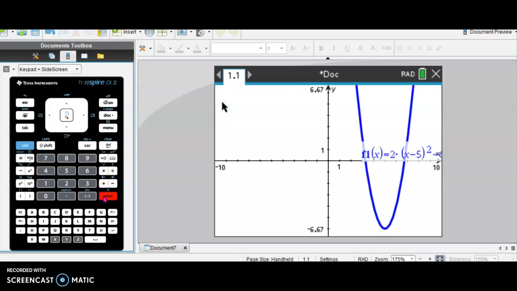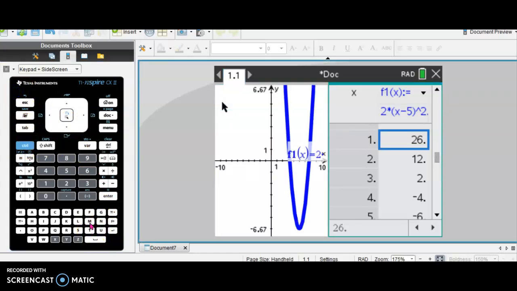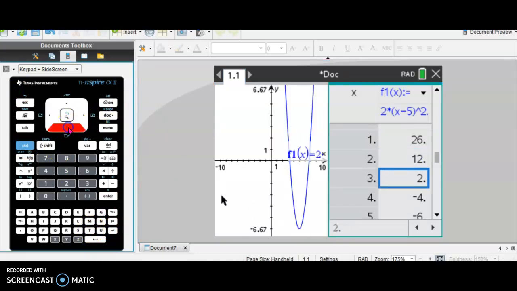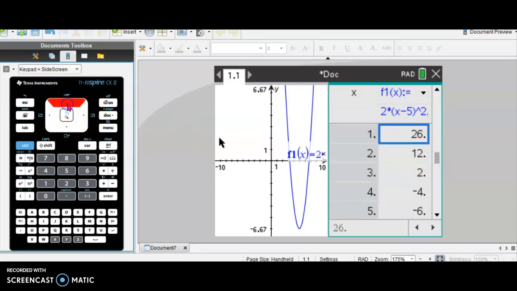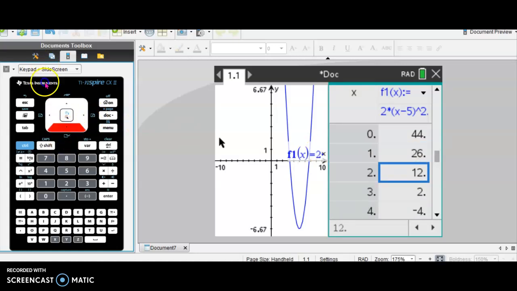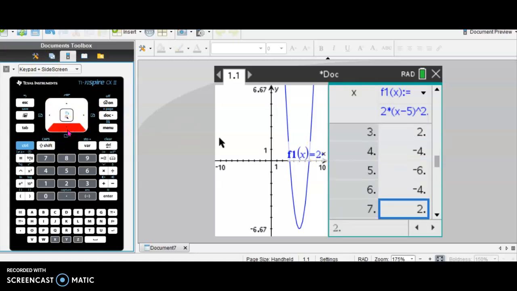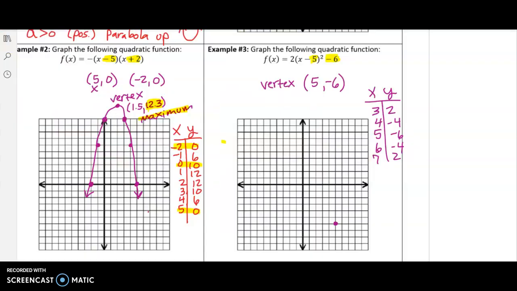Hit enter. And you can use trace to get your points, remember guys, or you can use your table, control T. Remember, we already know one point is our vertex, which was at 5, negative 6. So I can get points around it, a few points before it and a few points after it. Notice I don't see any zeros in the Y column. And that reason is that we don't have whole number roots. Our roots are probably decimals and not whole numbers. So let's go ahead and write these down and then plot them.